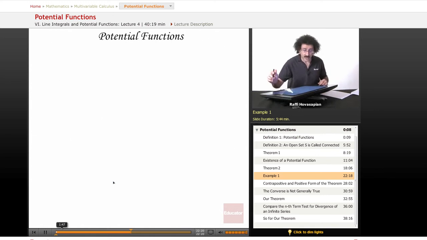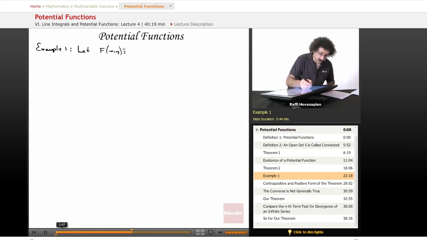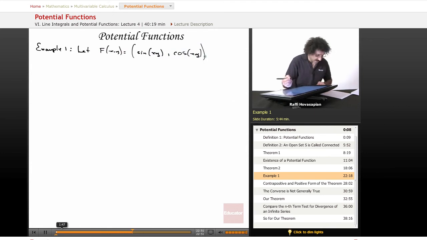So let's just do an example real quickly, and then we'll continue on with a discussion of the subtleties of the mathematical logic involved here. So example number 1, let f of xy equal sine of xy, equals sine xy and cosine xy. So that's our vector field.